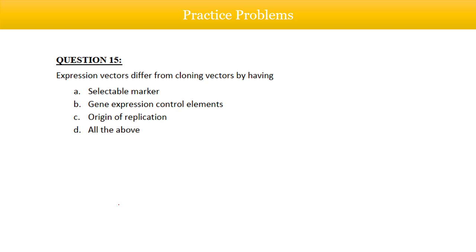The last question, expression vectors differ from cloning vectors by having a selectable marker, gene expression control elements, origin of replication, or all of the above. The selectable marker is present in any vector irrespective of whether it's an expression vector or a cloning vector. The gene expression control elements are the ones that will be there, because cloning vectors cannot undergo gene expression. Origin of replication has to be there because all vectors undergo replication. So that's all from the practice problems.